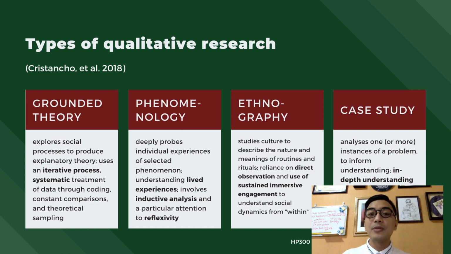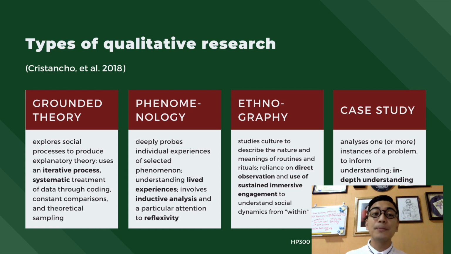There are different types of qualitative research. The main ones are as follows, according to Cristancho et al. in 2018. The first one is grounded theory, the second is phenomenology. The third is ethnography. The fourth is case study. A fifth one will be discussed later, and it's a design called narrative research design.